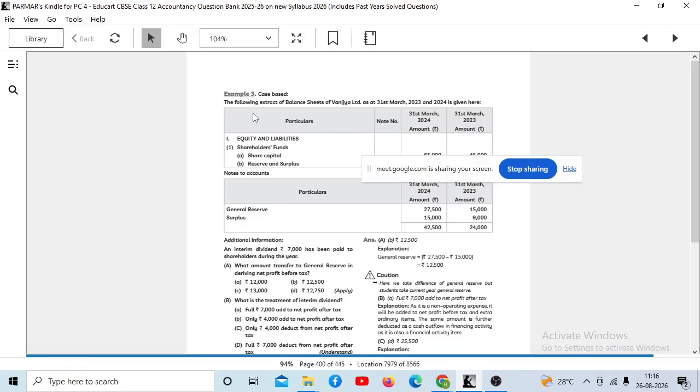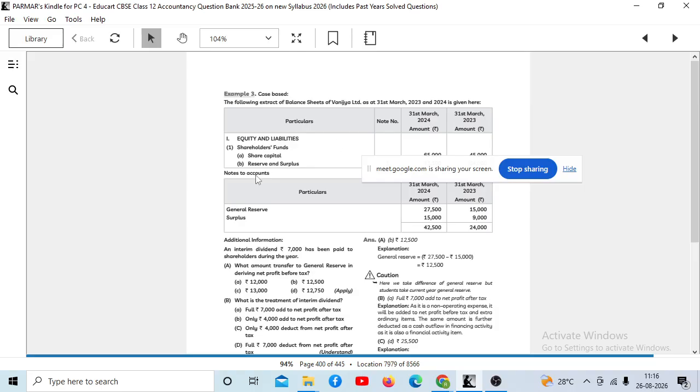Okay. Now see, the following extract of balance sheet of Vanijya Limited as on 31st March 2023 and 24 is given here, right? Now see, here you have to be careful. The earlier year is called the opening balance, okay, and the new year is called the closing balance. Now sometimes they change the sequence. Okay, you have to find out which one is the earlier. Earlier is the opening balance, and the new one, the current one, is the closing balance.